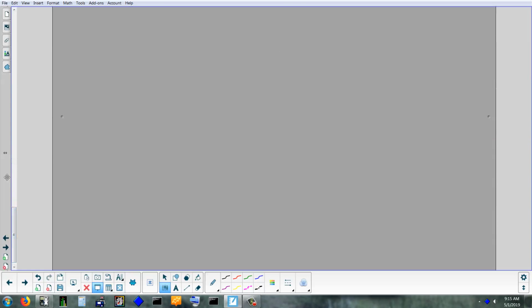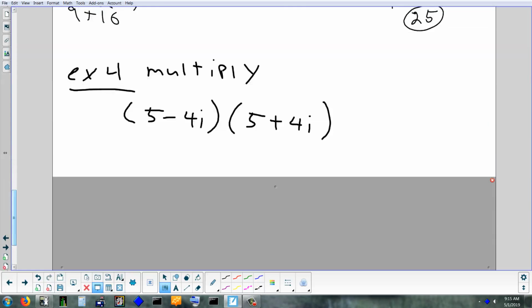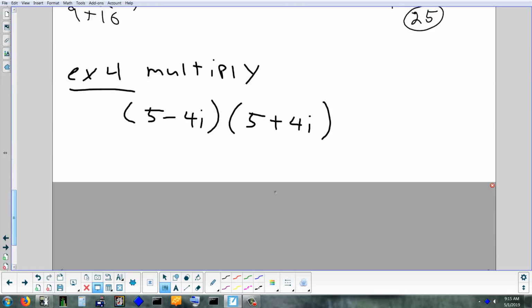All right, so let's look at this one. Doesn't matter which number you look at. What's the real part of the first one? 5. Square it. What do you get? 25. What's the imaginary part? 4. Square it. What do you get? 16. What's 25 plus 16? 41. Yep. So if you were to FOIL all that out, that's what you would get.